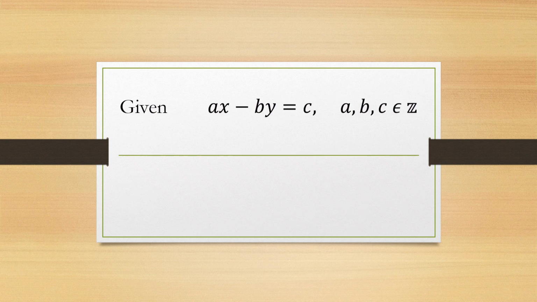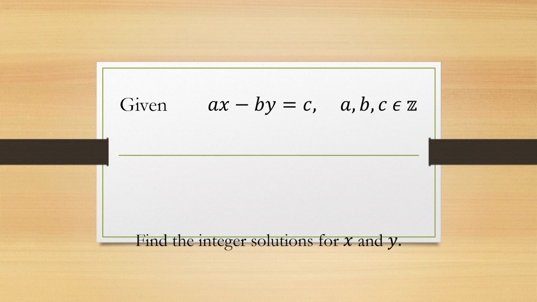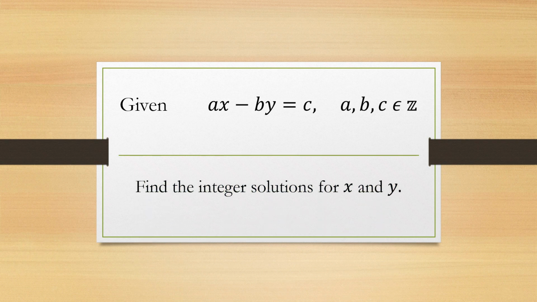Hi everyone. In today's video, I'll be explaining linear Diophantine equations using the congruence method. Given ax minus by is equal to c, where a, b, and c are integers, find integer solutions for x and y.